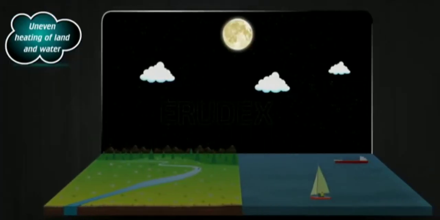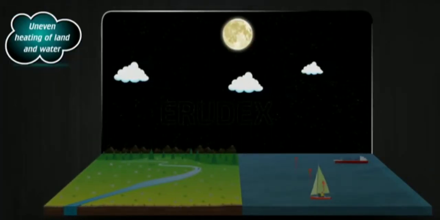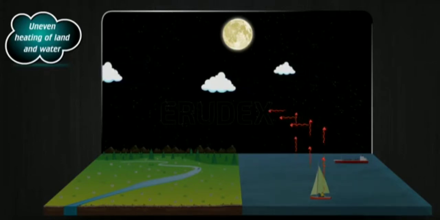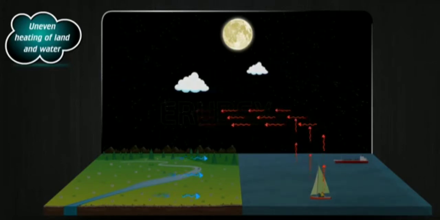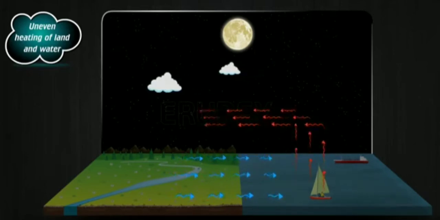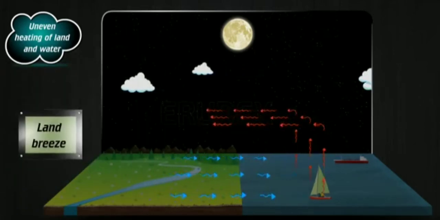At night, land gets cool fast. Warm air from the sea rises up and cool air from the land blows towards the sea. This is called land breeze.